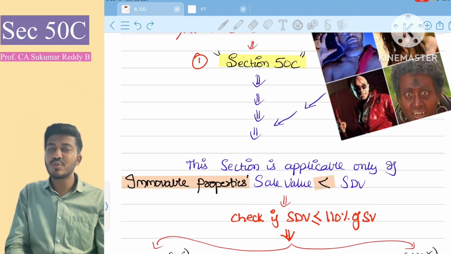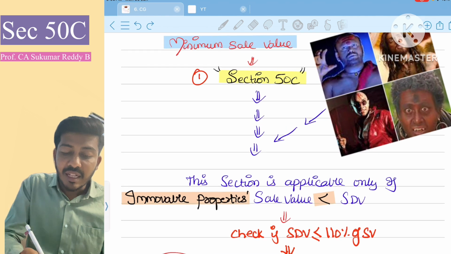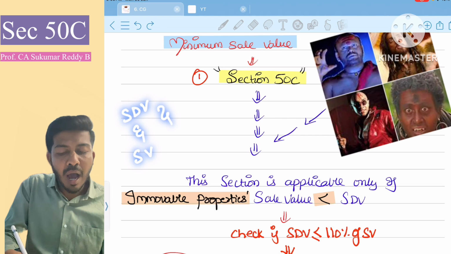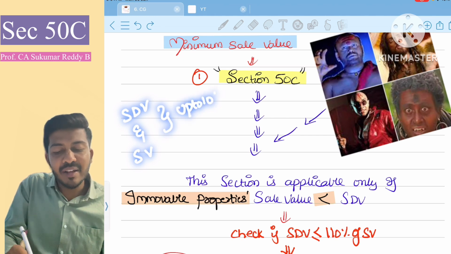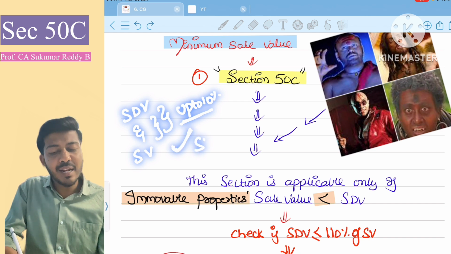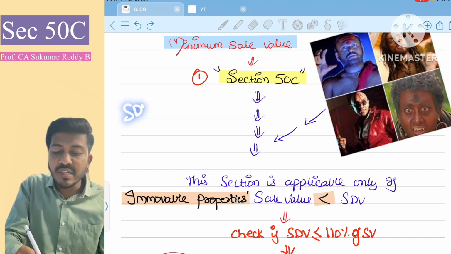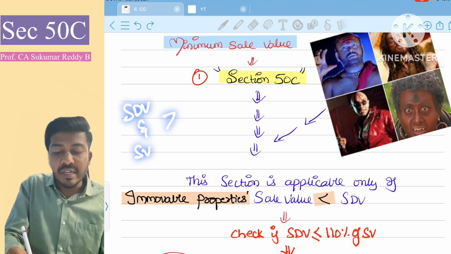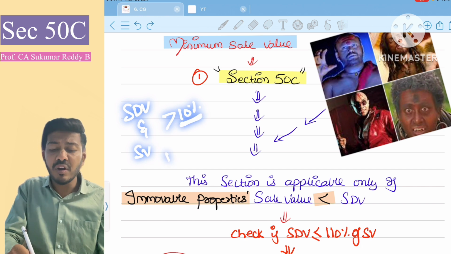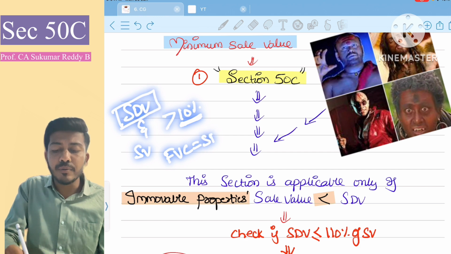Once section 50C is triggered, it will give you a chance: it will say that the difference between the stamp duty value and the sale value can be up to 10 percent. If the difference between these two is up to 10 percent, we will leave you. Whatever you sell, that will become your full value of consideration. However, if the difference between the stamp duty value and sale value is greater than 10 percent, we are not going to tolerate this. Your full value of consideration should be admitted with the SDV.